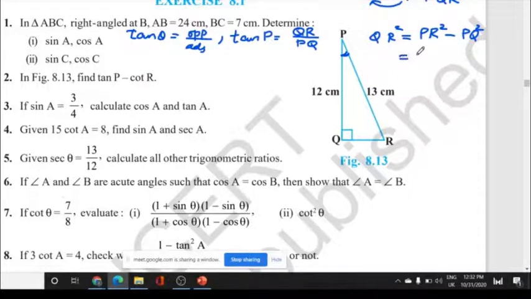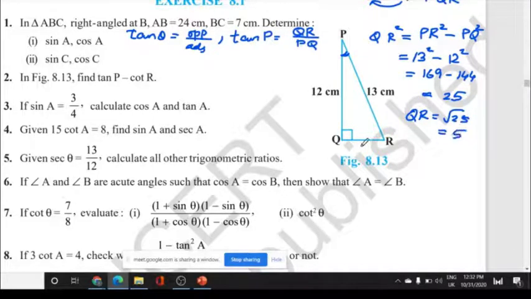What is PR? 13. So 13 square, 169, minus 12 square, 144. 169 minus 144, what is the answer? 25. So QR square is equal to 25. What is QR? Root of 25, that is equal to 5. So you get this side as 5. Now it is easy for you to do. Tan P is QR by PQ, that is equal to 5 by 12.